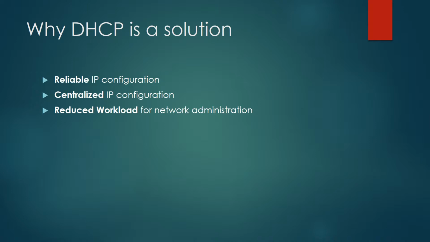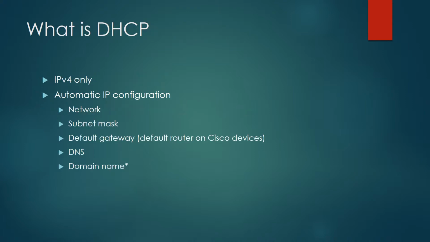So DHCP is so effective because it's a reliable way of configuring a lot of computers. It's centralized so that there's only one pool of configurations that you have to initially configure, and it's a reduced workload on the network administration because they don't have to go around to every single workstation and manually enter IP information. So DHCP only works in IPv4.